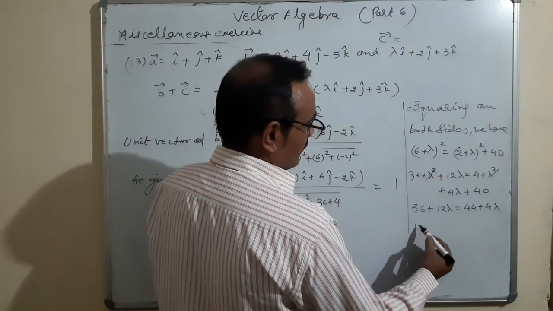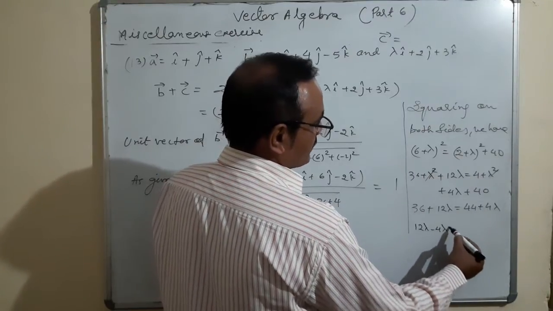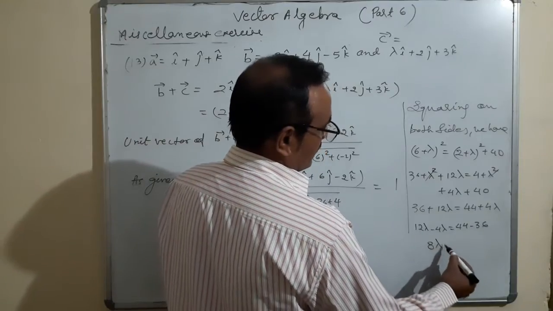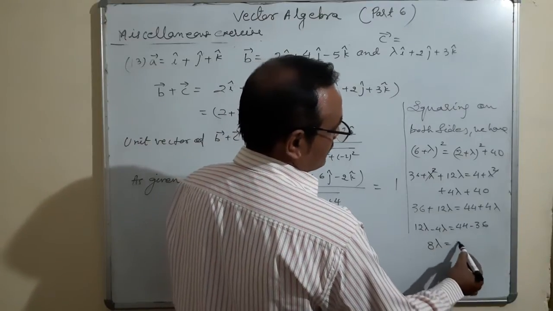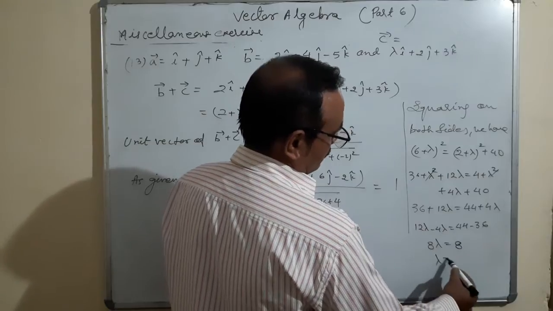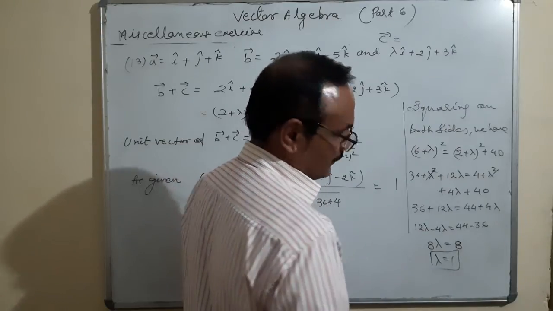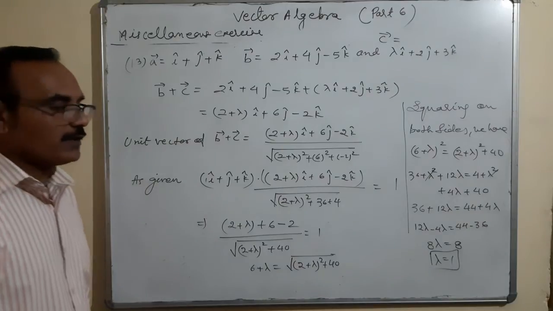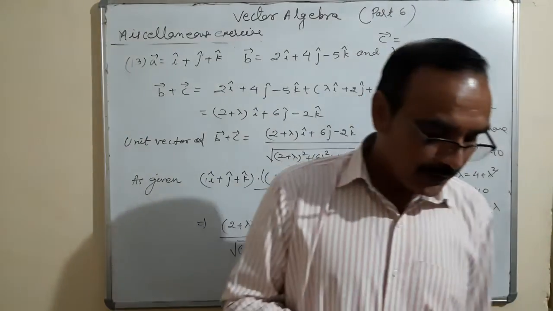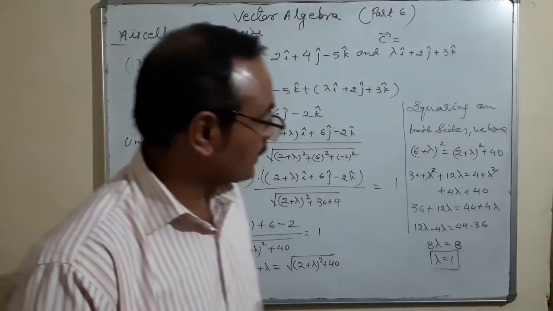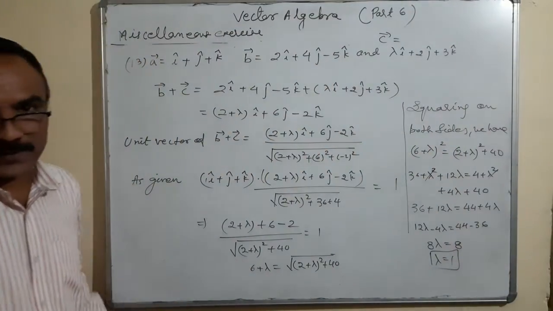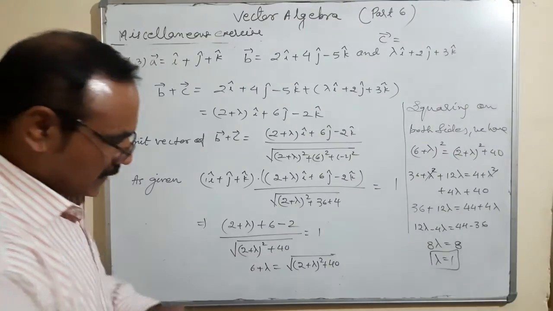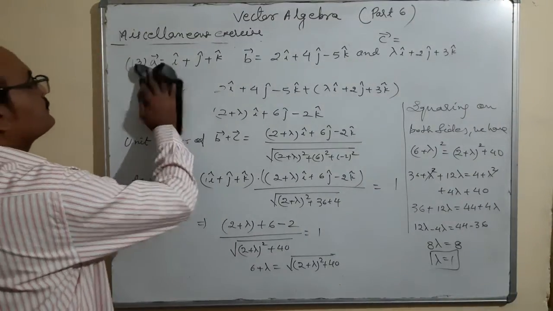So 12 lambda minus 4 lambda is equal to 44 minus 36. 8 lambda is equal to 44 minus 36, which is 8. Therefore, lambda is equal to 1. So the value of lambda is 1, because the question asks to find the value of lambda. This is one of the important questions as far as the boards are concerned.